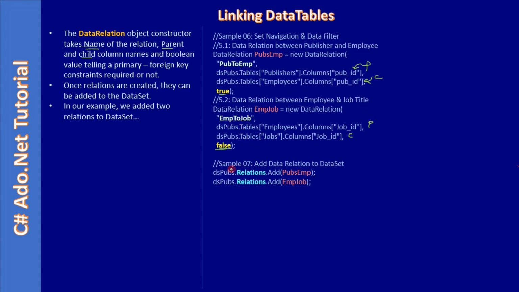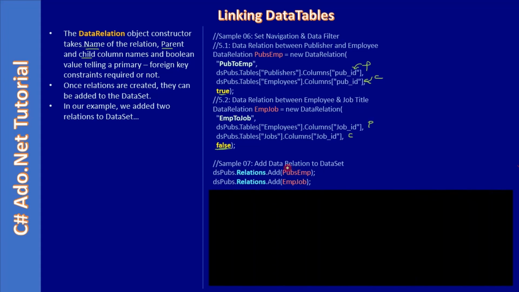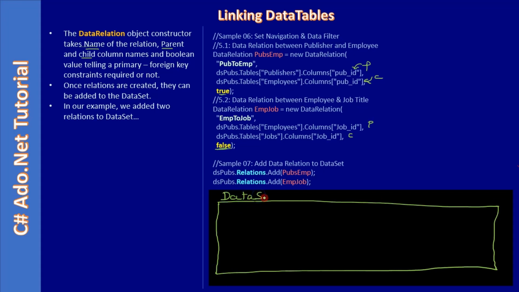Once the data relations are created, we can add those data relations to ds pubs. So this is our dataset, and here is the relations collection. Using the add method, we added both of our relations. Now if you see, we have a dataset called DSPubs. In our previous example, we filled three data tables into it.